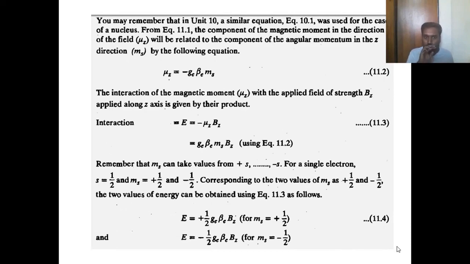Mu Z is the interaction of the magnetic moment with the applied field Bz. Since the spin angular momentum of the electron is quantized with respect to the external field, the energy we are looking at is with respect to only those two specific directions. Therefore, we are using the quantum number m_s.